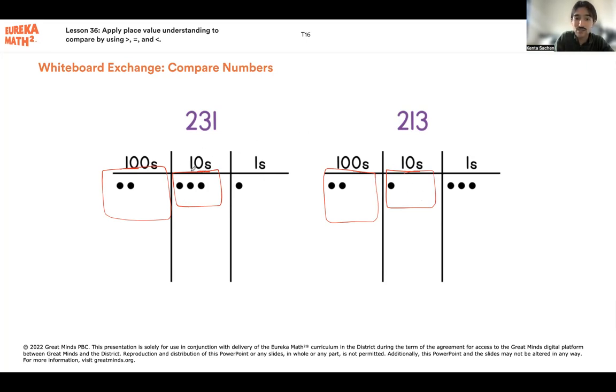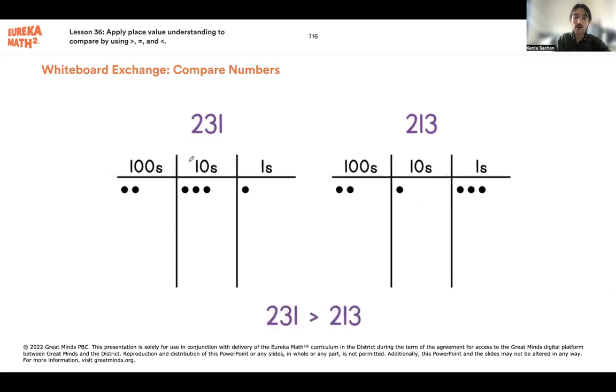Yeah, this number has more tens. 3 tens is more than 1 ten. That means this is the bigger number. I don't care about our ones anymore, because I know that this number has more tens. So I'm going to say that 231 is greater than 213.